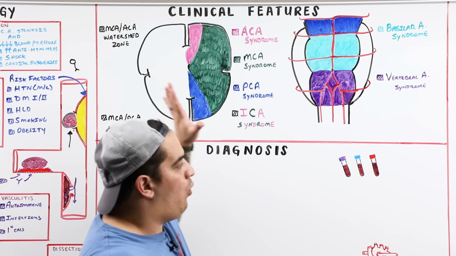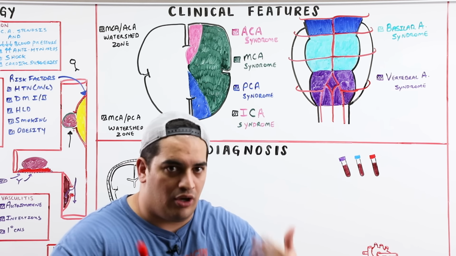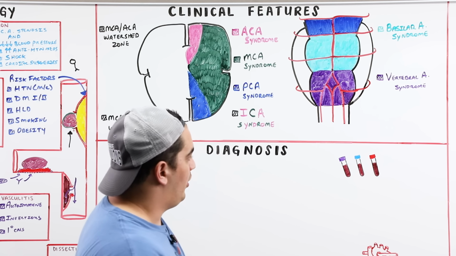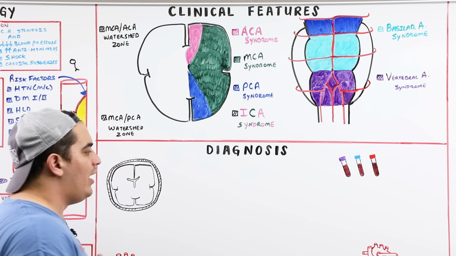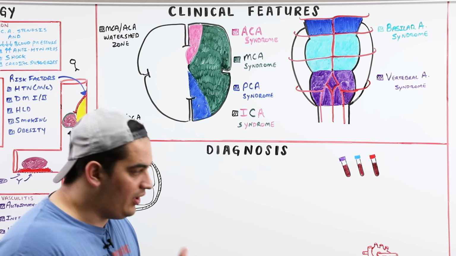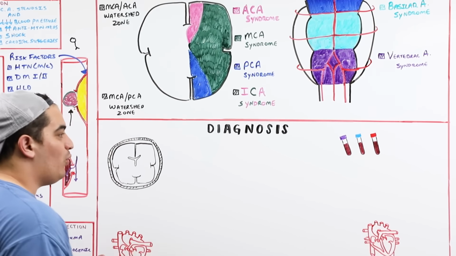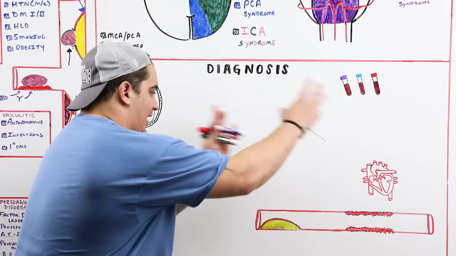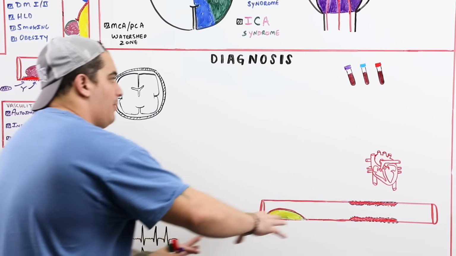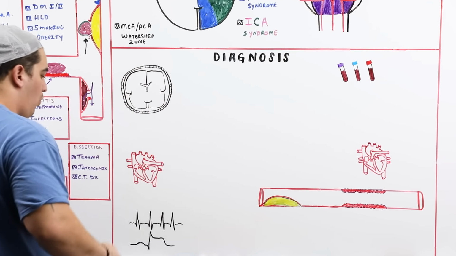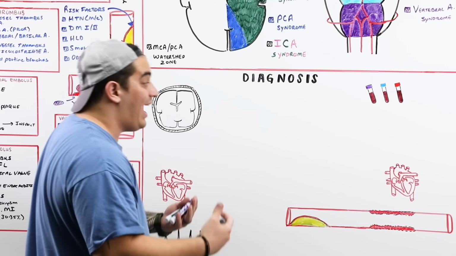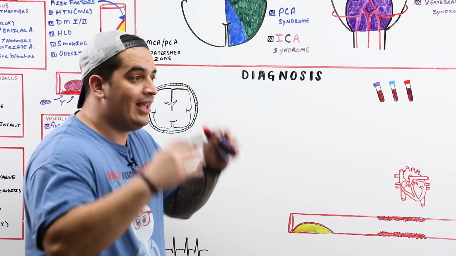So again, watch that video on stroke syndromes. It'll give you a nice little recap of that if you guys need to understand the clinical features. Now that we have a basic rundown of clinical features, let's run through the really important stuff. I don't want us to get bogged down in all these excessive details. The most important thing you need to do when someone you suspect has an acute ischemic stroke is get some imaging.